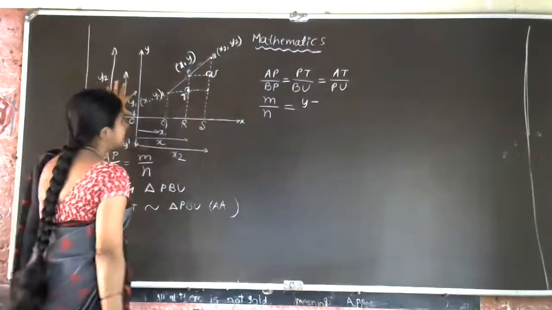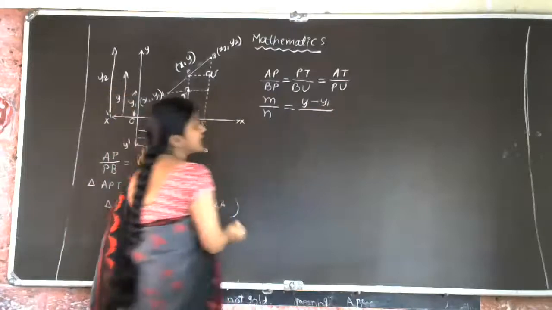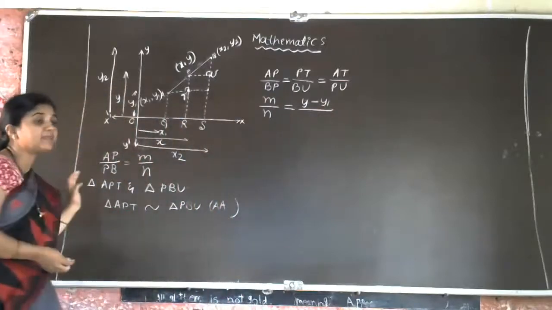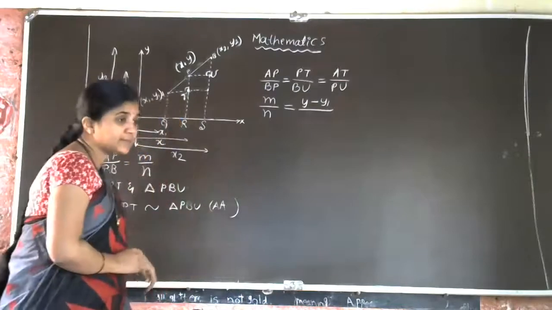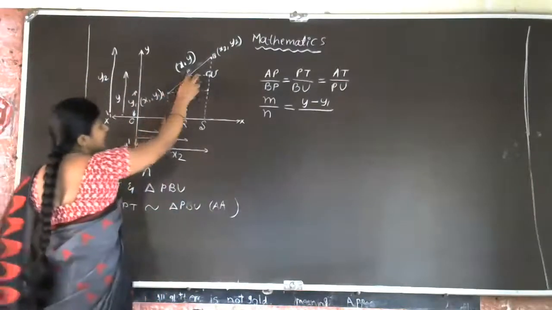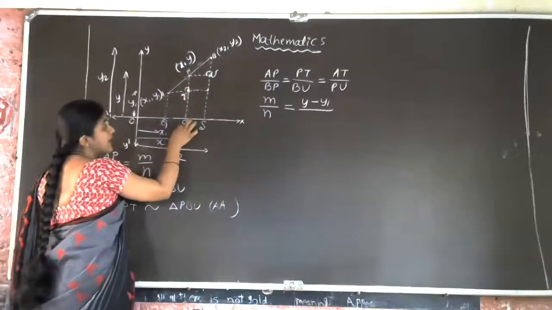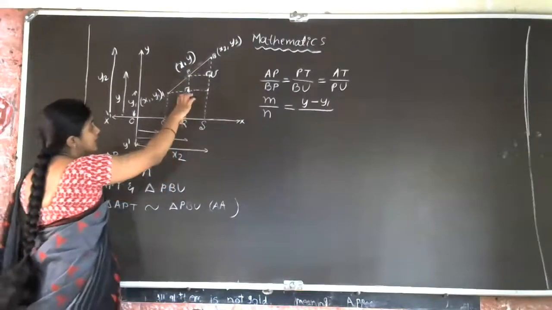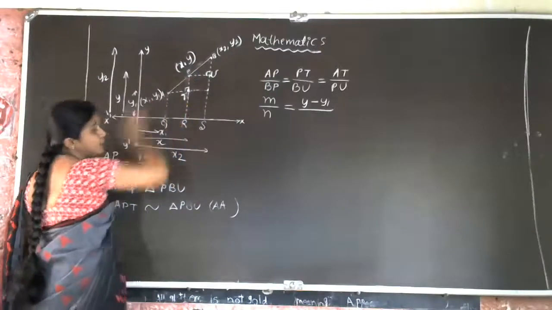TR length is y1, so y minus y1. So we can write PT as y minus y1. Got the idea how PT is equal to y minus y1? Because PT is PR minus TR. The total PR length is y, then TR length is y1. So y minus y1, you will get the PT value.